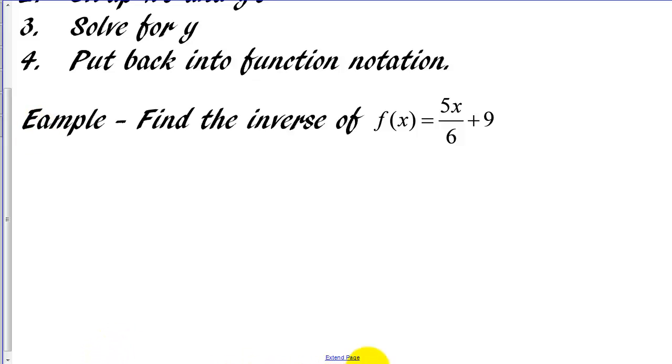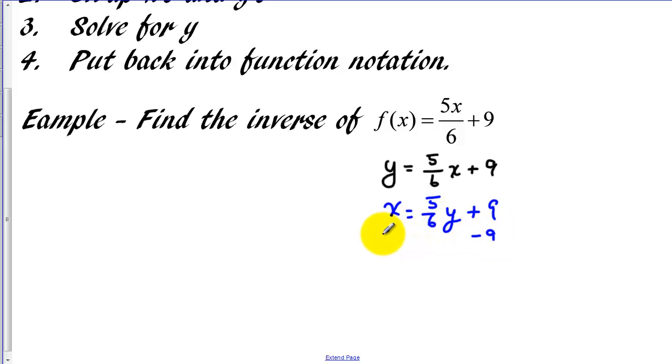So if we first rewrite this in y notation, this is going to be y, and I'm going to rewrite this to look like this, just easier to do the math. So 5x over 6 is the same as that. Now I'm going to change colors because we're going to swap the x's and y's. You don't have to change colors, but this x and this x are not the same. So we're creating a new function. So y's become x's and x's become y's. Now I've got to solve that for y.